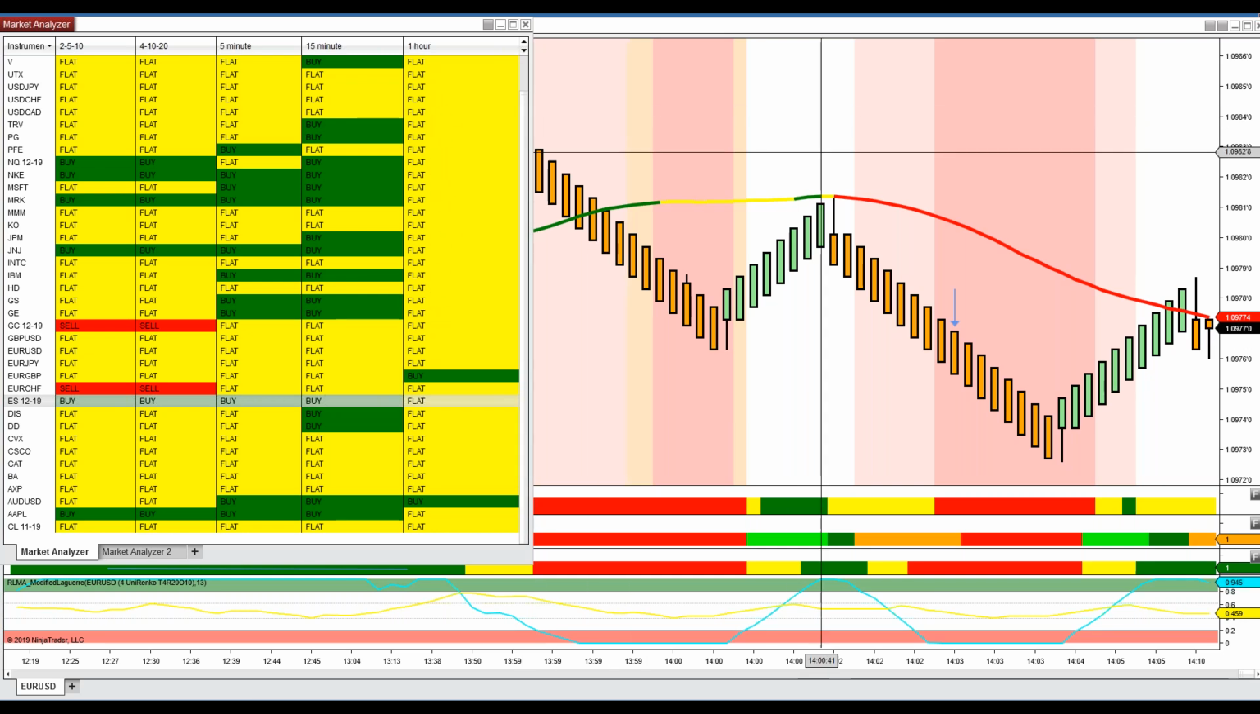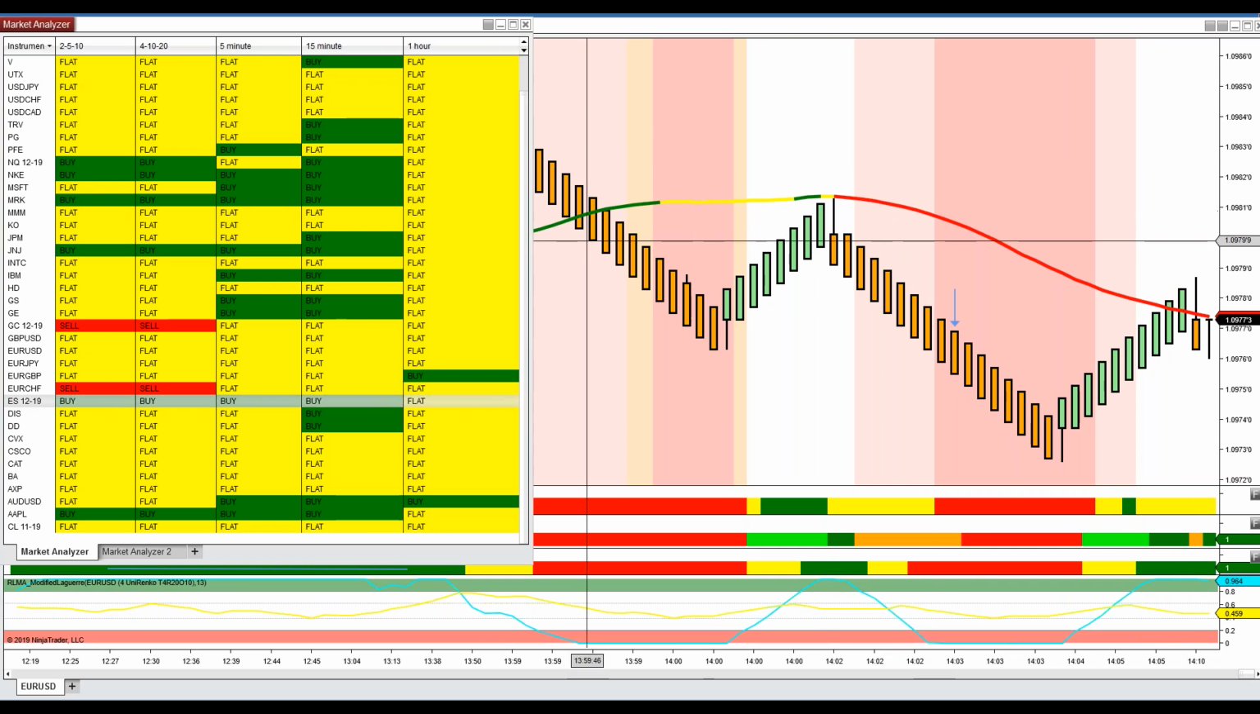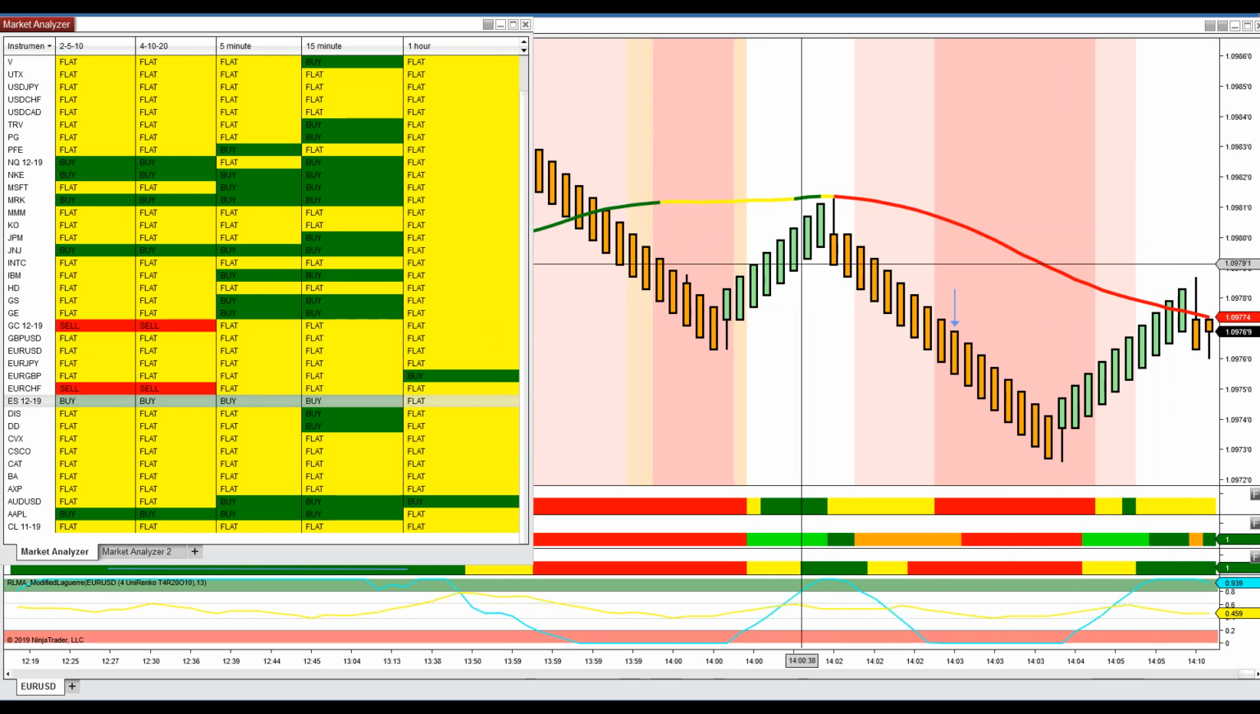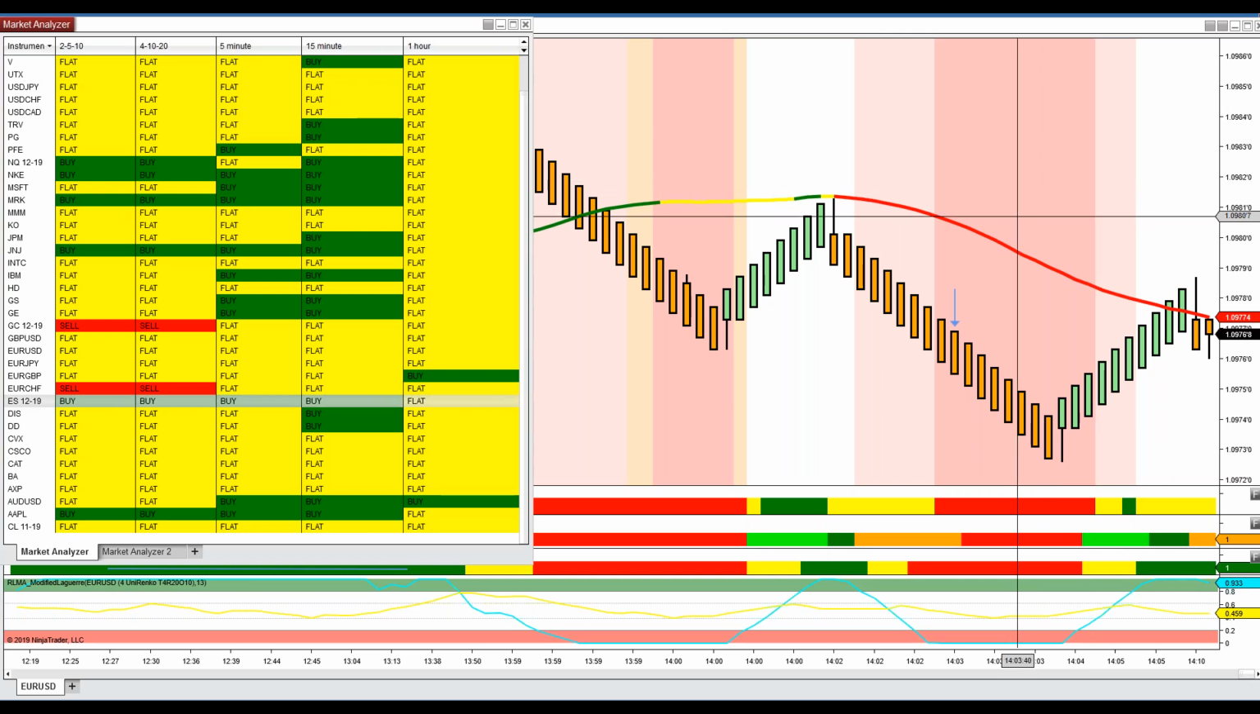There's no multi-time frame alignment in trend. There's no multi-time frame alignment in momentum. There's no multi-time frame alignment in money flow. And who's trading it? All the other small commercial traders. There's no institutional money. There's no bank money. And you know what we're going to do? We're going to ignore the instrument because we are not going to trade with other commercial traders.